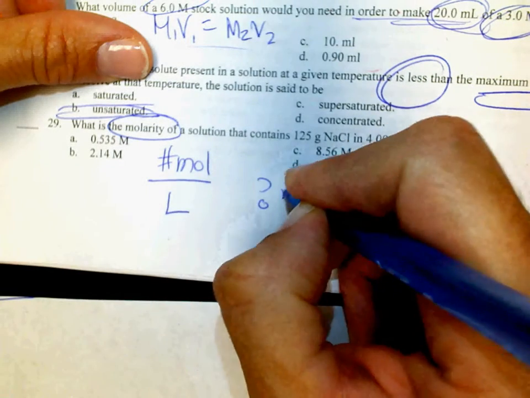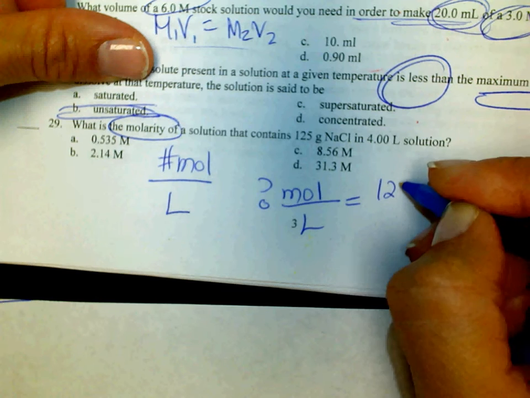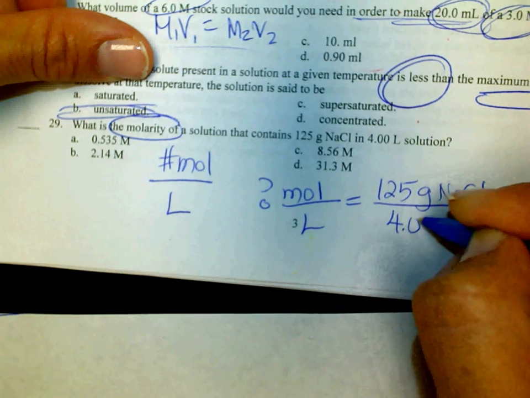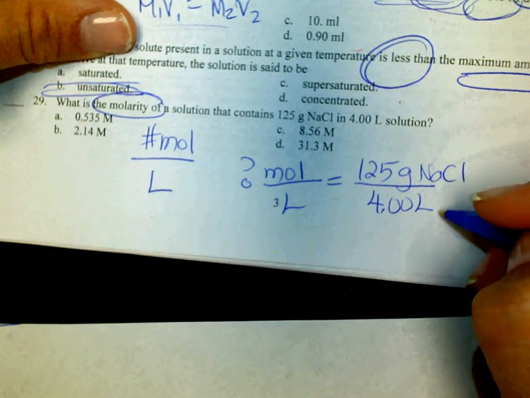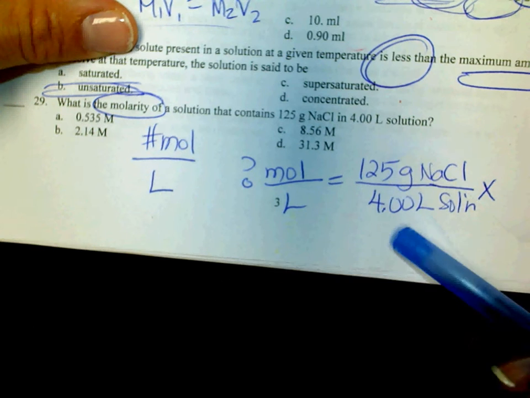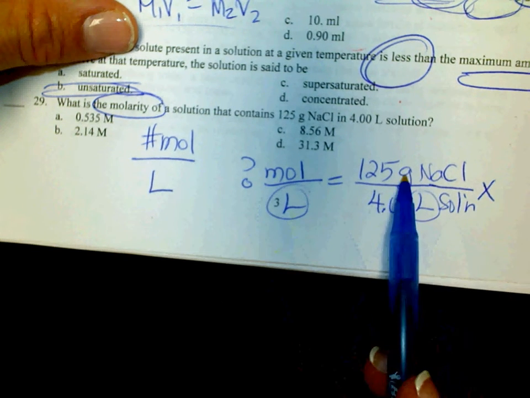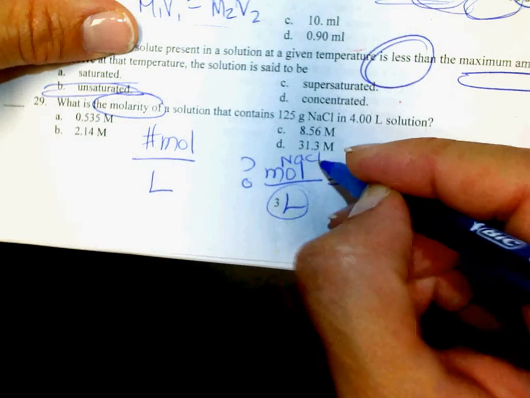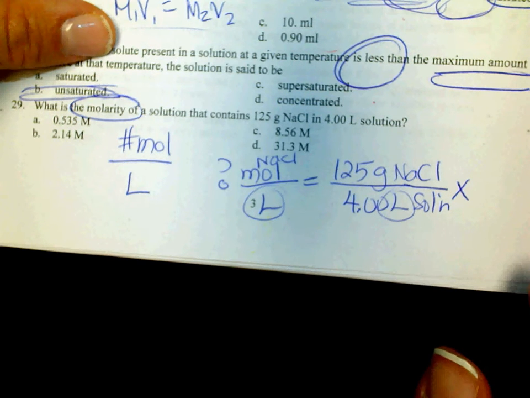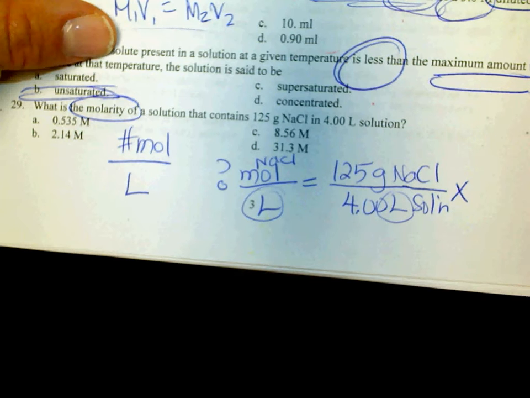What is the molarity of the solution that contains 125 grams of sodium chloride in 4 liters of solution? All right. Kendall, you see what I'm doing here? I'm taking my mass over my liters. Why? Because I know I want liters in the denominator, and I want moles of sodium chloride in the numerator.